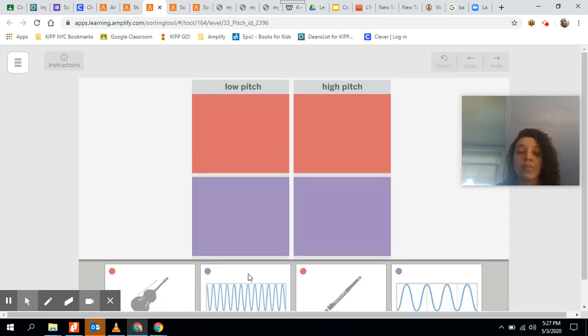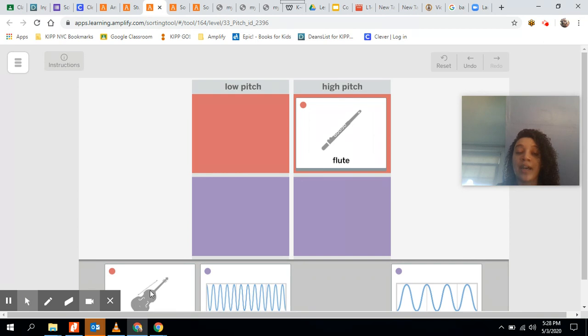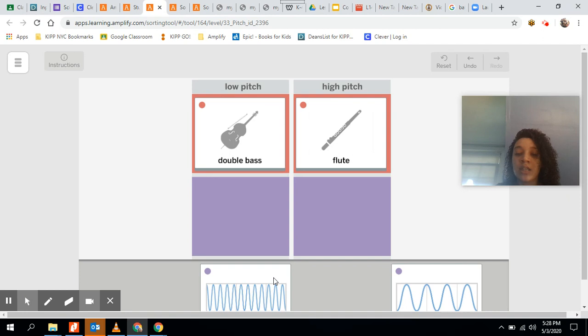So if I look at 3.3, I have a low pitch and I have a high pitch. I know that a whistle has a high pitch. So I'm going to put the flute that has a whistle sound under the high pitch, and I know that a double bass has a low pitch. Look at these, they both have very high amplitudes, but when I have a high amplitude, they're both high. Now we have to start looking at the wavelengths to determine which one has the high pitch and which one has the low pitch.